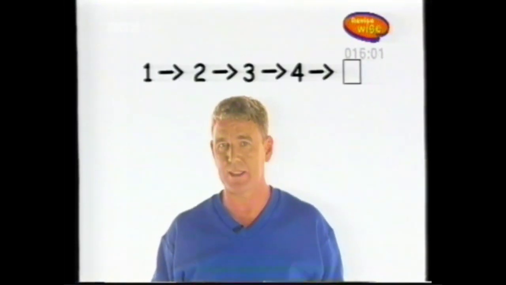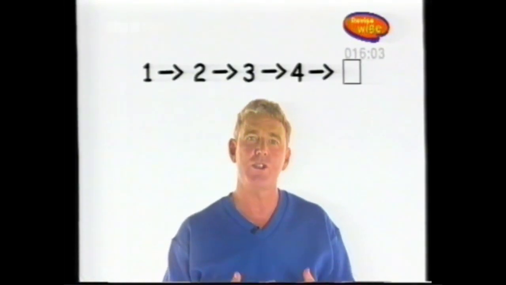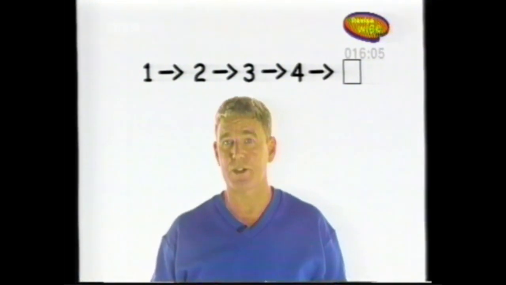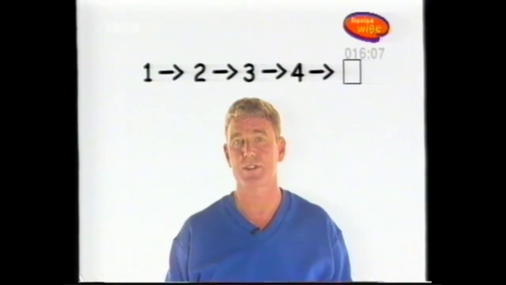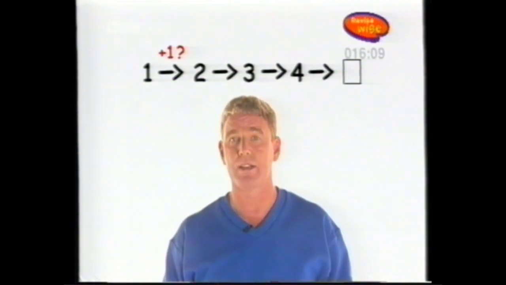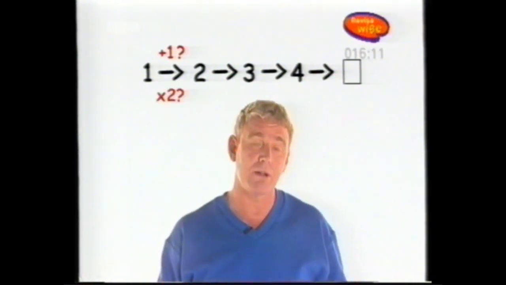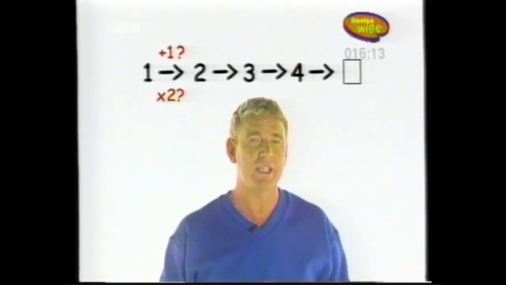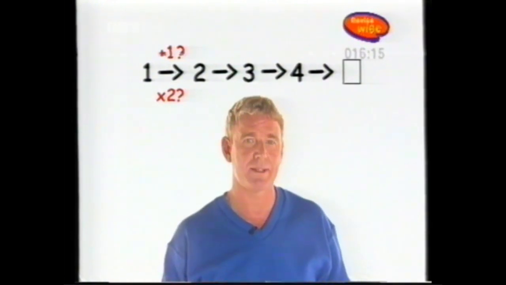Let's try an easier one first. How about this number sequence? What could you do to 1 to get 2, the next number in the sequence? Add 1. Yes, though you could also multiply by 2. So we can't be sure what the rule is yet.